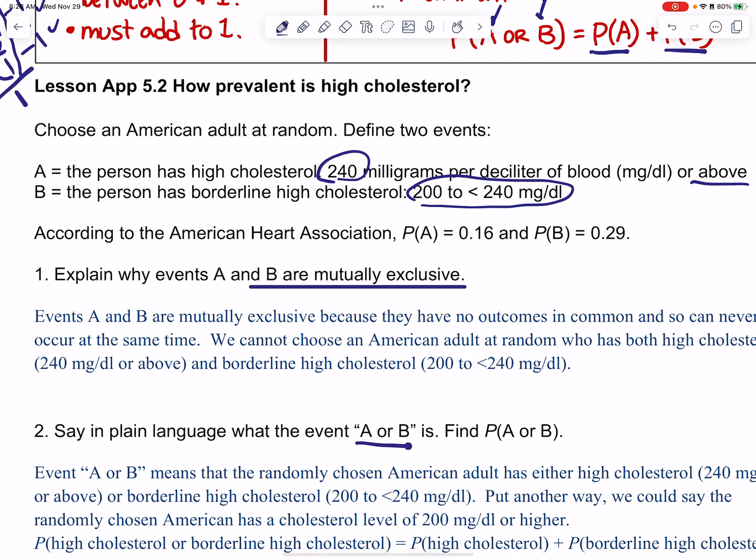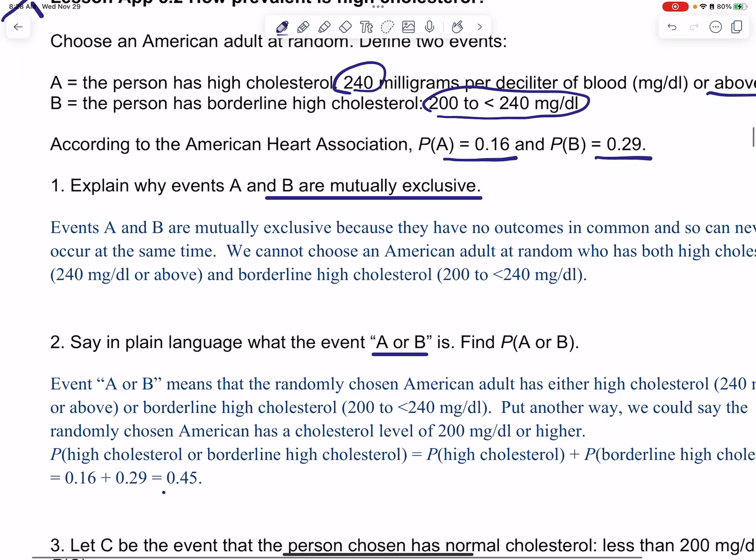The event of A or B, here's A and here's B, because they're mutually exclusive, because they can't happen at the same time, the probability of it being between 200 and 240 or over 240, I just add those two together, 0.16 plus 0.29, and I get 0.45.